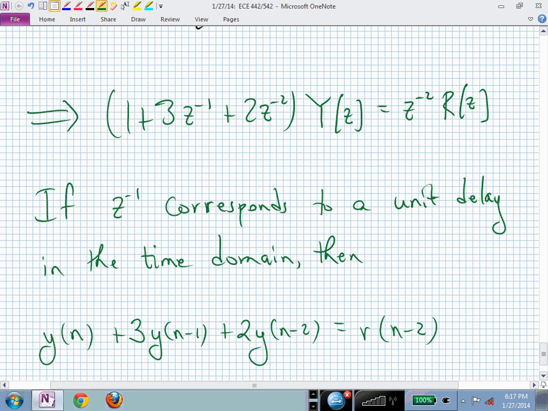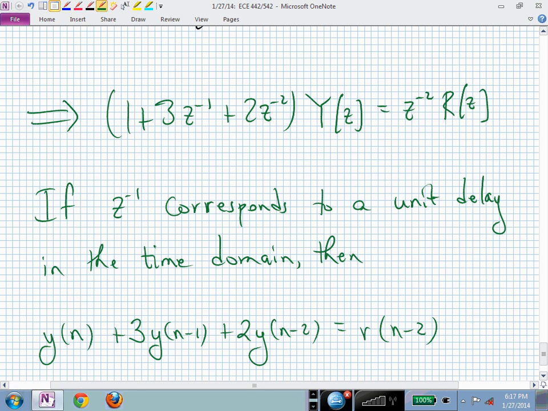What do you have to do? If you need y of n, you just add up 3 times y of 1 time step before, plus 2 times y the time step before that, and plus r 2 time steps before y. And you can do multiplication and addition in your code, and now you have a way of filtering this input r to produce an output y. And that might be a filter, a low-pass filter. Maybe it's a band-pass filter. And you could make it a bigger order if you wanted to. But now you're capable of doing that.